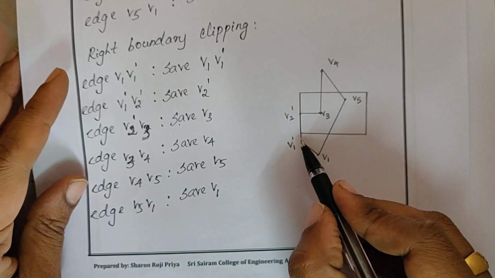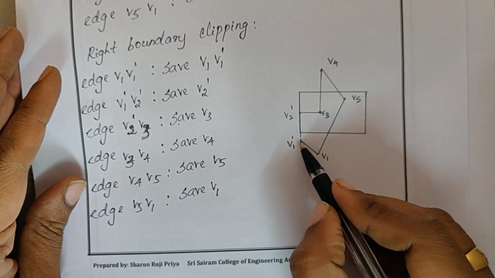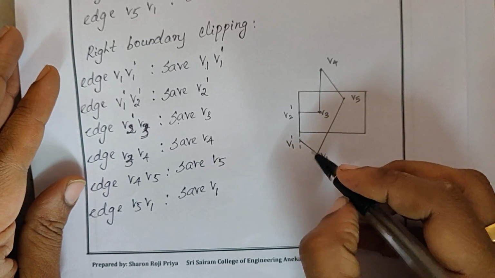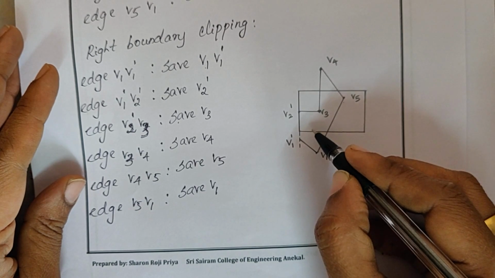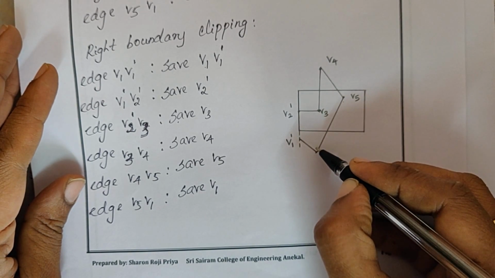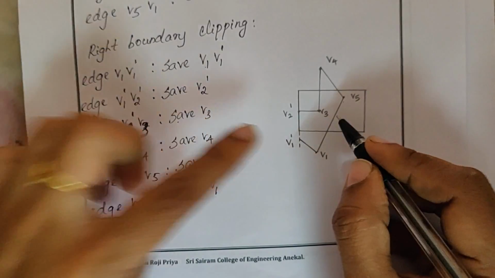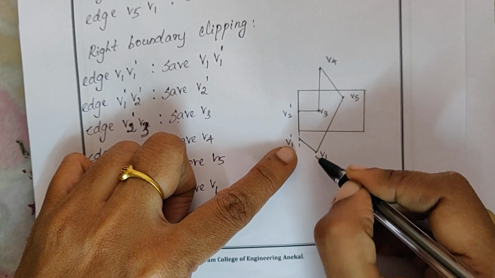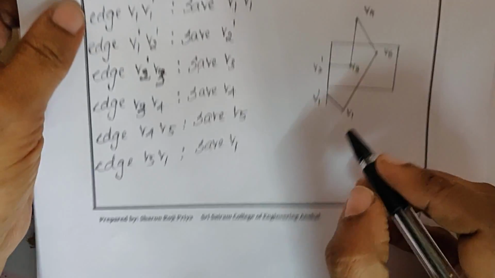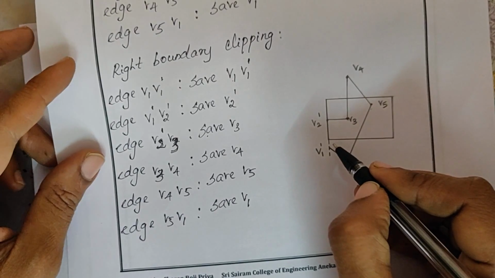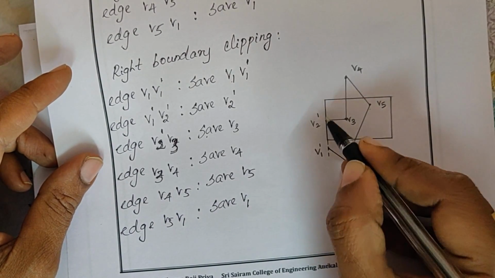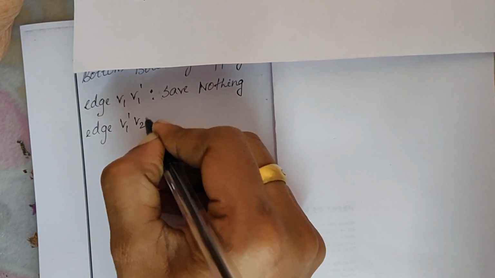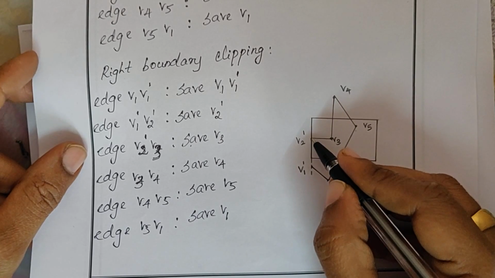I'll tell once again. Now we are doing bottom boundary clipping, right? I have taken the first edge V1, V1 dash. I have to check whether both the vertices are inside or outside my bottom boundary. This area is inside my bottom boundary. This is outside of my bottom boundary. So both the vertices are outside, so I should not save anything, right? What is the next edge? V1 dash, V2 dash, right?